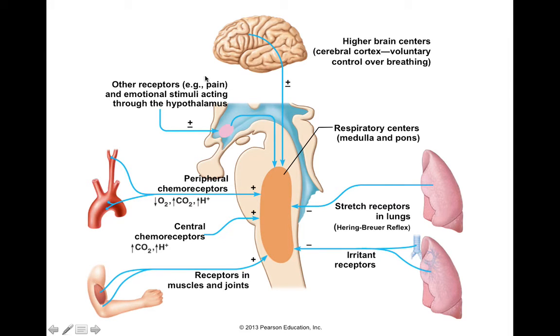Other receptors like pain or emotional stimuli can influence ventilation rate, right? So if you're in a lot of pain, that can increase the rate of ventilation. If you're really relaxed, that can decrease the rate of ventilation. So there are emotional factors to your ventilation rate.